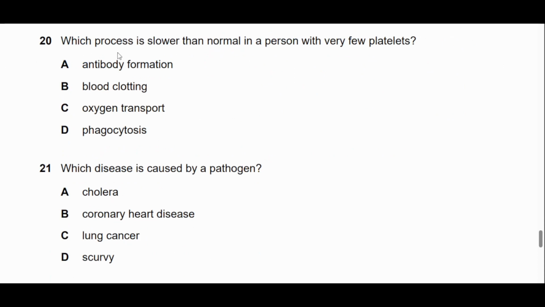20. Which process is slower than normal in a person with very few platelets? So platelets are involved in blood clotting, right? It's how you form scabs. Okay, therefore, blood clotting.